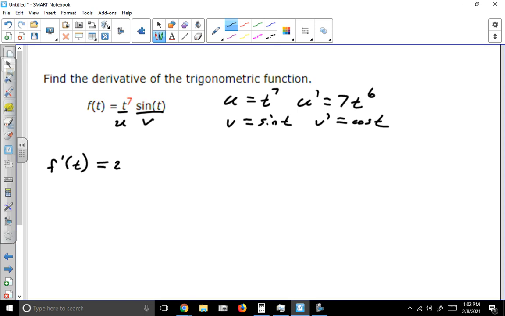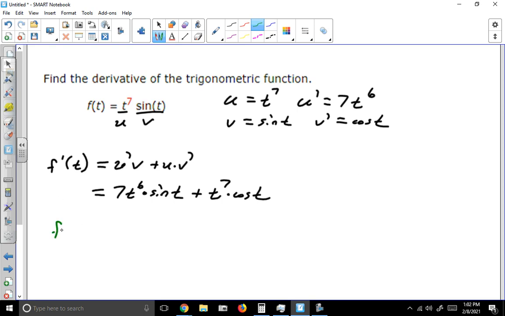Product rule is u prime v plus u v prime. So in place of u prime, that's 7t to the 6th. In place of v, that's sine. u is t to the 7th, v prime is cosine. That's fine like that, or we can factor.